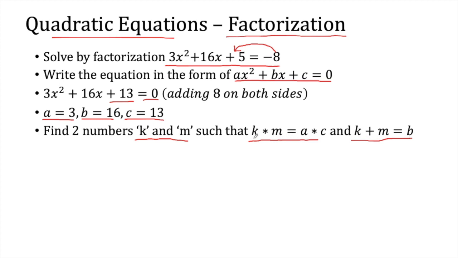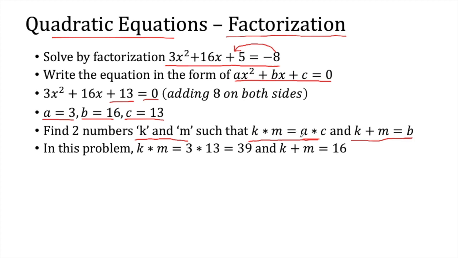Now you may think there are 5 different variables I have to find. Don't worry, you already know the values of a, c and b. So you just have to find two variables that are k and m. So we input the values of a, c and b into these two equations, and we get k times m is 3 times 13, which is 39. So we need to find two numbers k and m that when multiplied together give us 39, and k plus m is 16, which is the value of b.